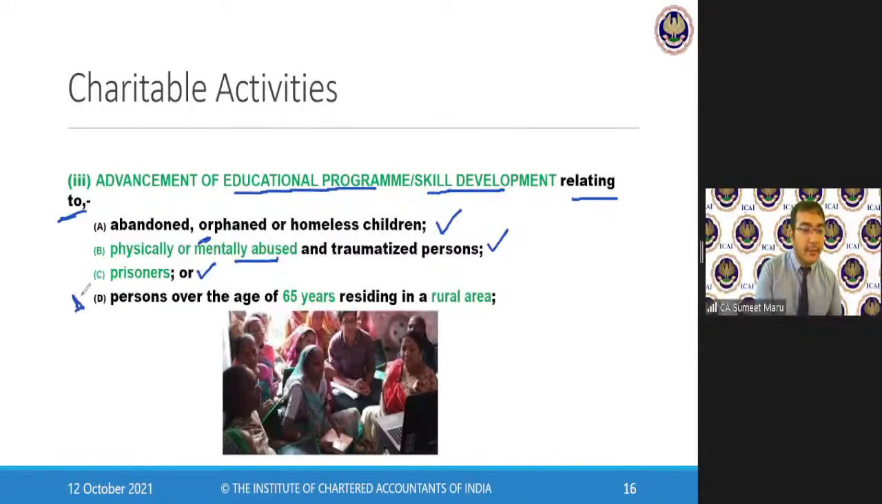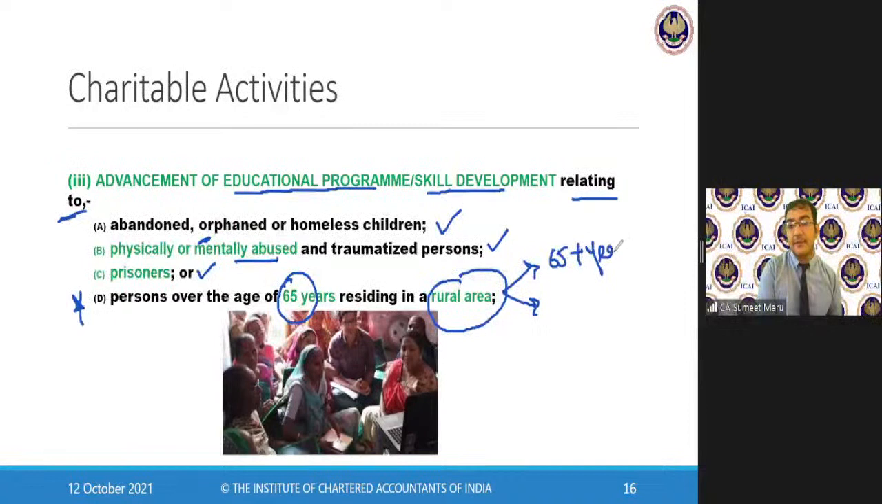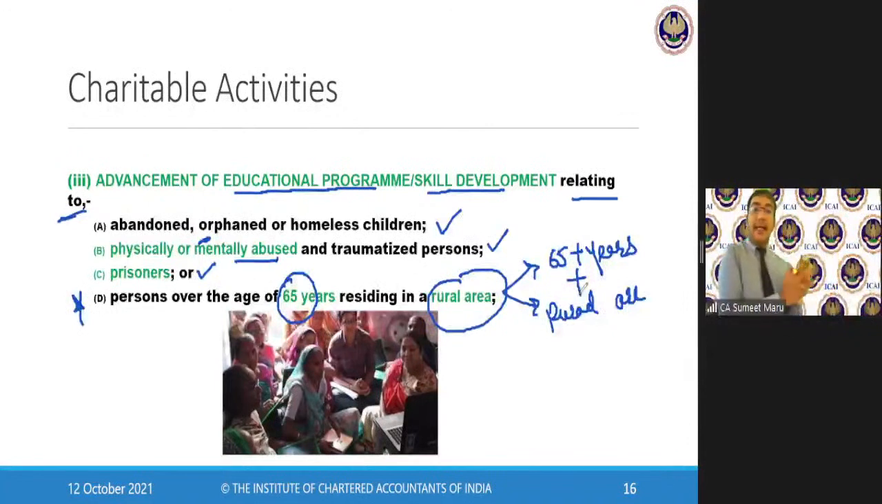And the last and the important thing, which can again be your MCQ question: person over the age of 65 years residing in a rural area. Now point D itself has two important points. First, they should be 65 plus years, right? And the second, they should be in a rural area. Both are mandatory conditions. So if you are taking an education program for 70, 80, 90 age people, but in an urban place, in Pune, in Bombay, in Delhi, no exemption for you.